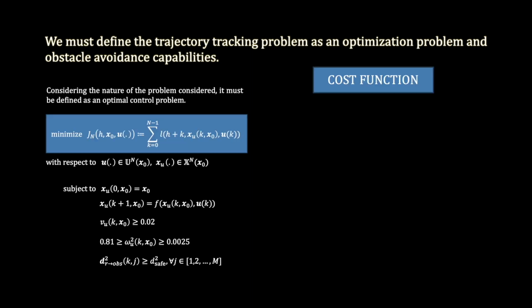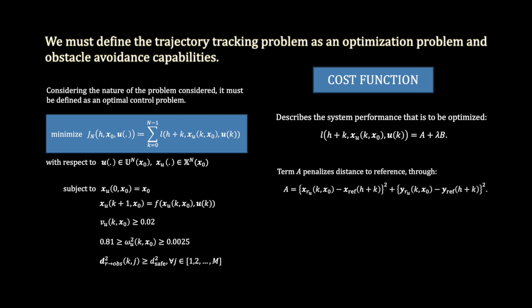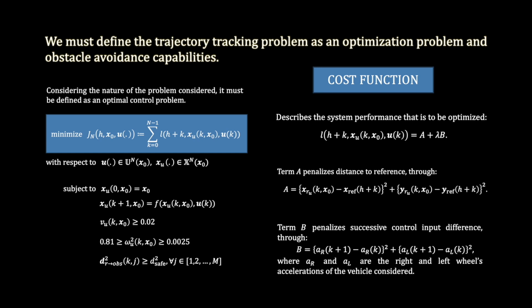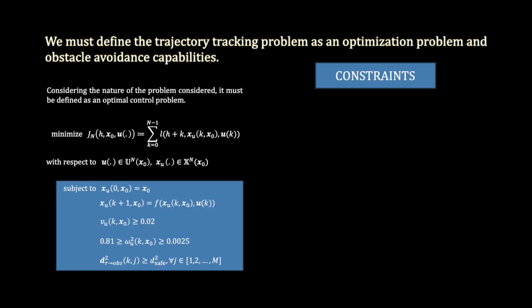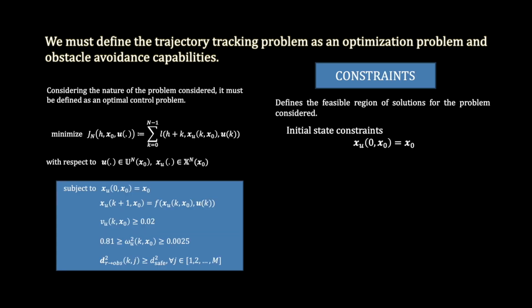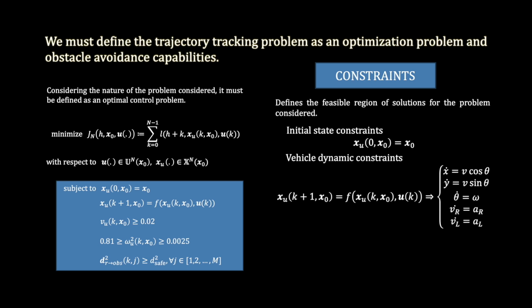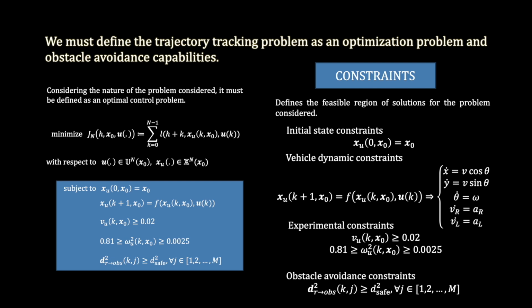Let's break it down. The cost function describes the performance we want to optimize. In this case, A penalizes the distance to reference and B penalizes the successive control to reduce oscillations. The constraints define the feasible region for solutions. In this case, we start with the initial condition. We also have the vehicle's constraints, a differential drive vehicle given by its kinematic model. The experimental motors also have values under which they are unresponsive, and values over which it is not safe for their operation. Finally, the obstacle avoidance constraints. Let's see how they are defined.